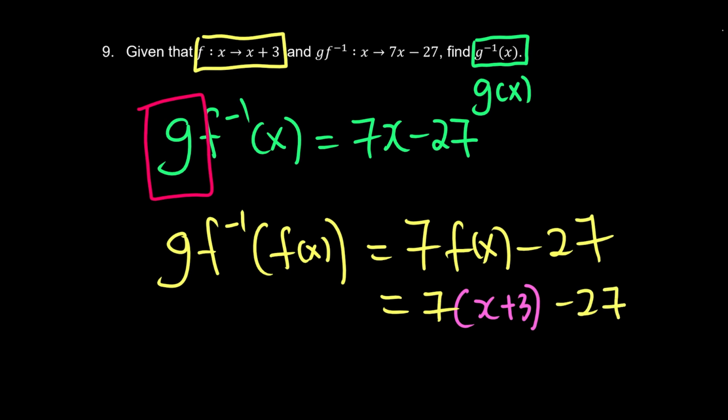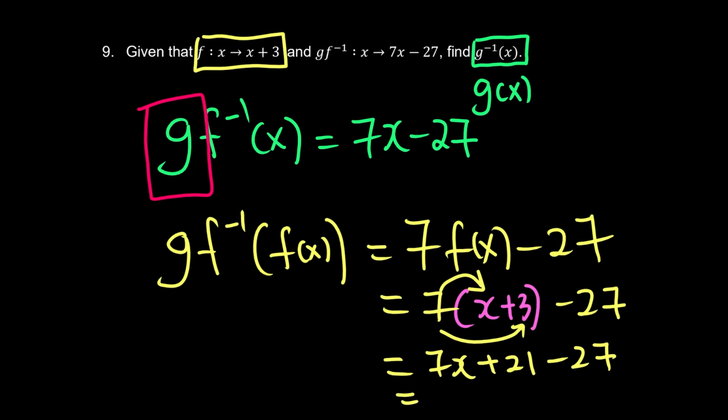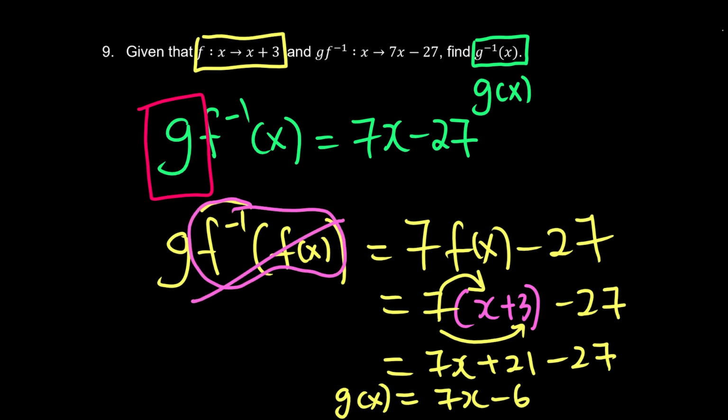And we just need to expand. How do we expand? 7 times x, 7x. 7 times 3, 21. Minus 27. And we combine the like terms, we will have minus 6. So this is what we get as our gx, because we know f inverse combined with f cancels out and becomes 1. So this is how we get our gx.